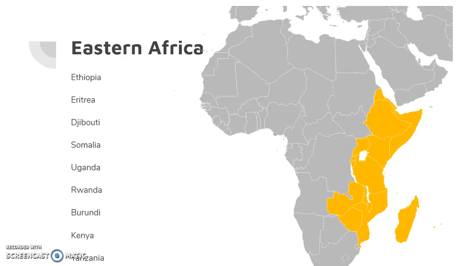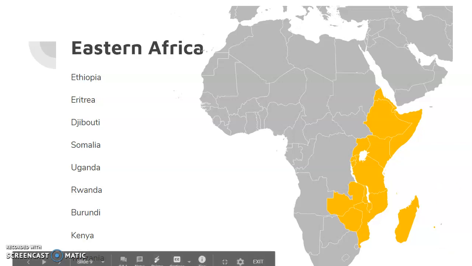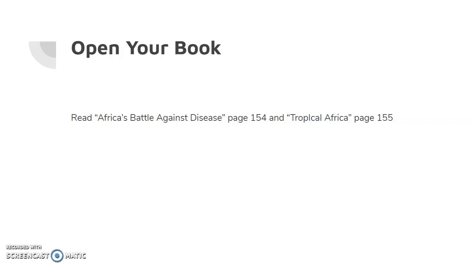Okay, so Eastern Africa. Eastern Africa consists of Ethiopia, Eritrea, Djibouti, Somalia, Uganda, Rwanda, Burundi, Kenya, and Tanzania. So we're talking about this particular aspect of Africa. So open up your book and read Africa's Battle Against Disease. This is on page 145, and Tropical Africa, which is on page 155.